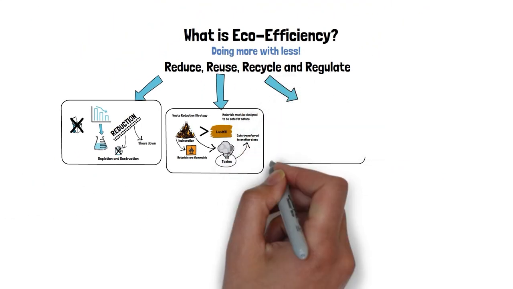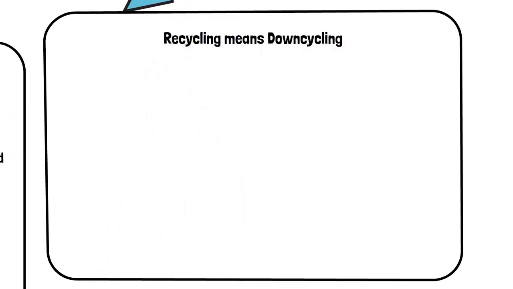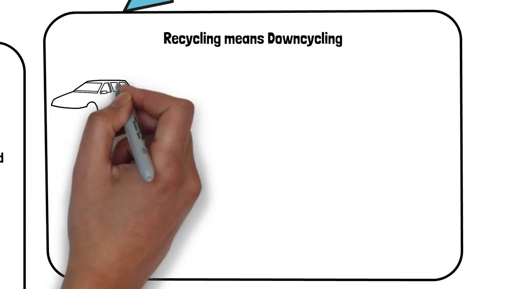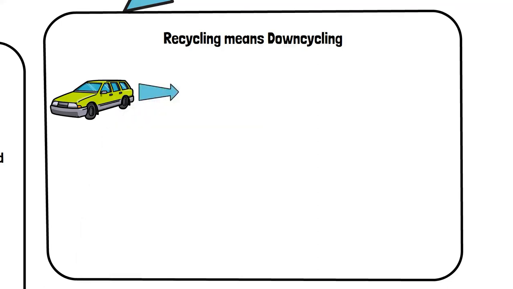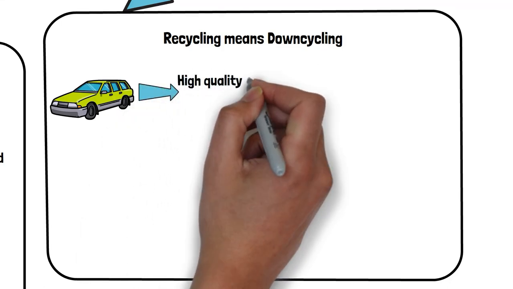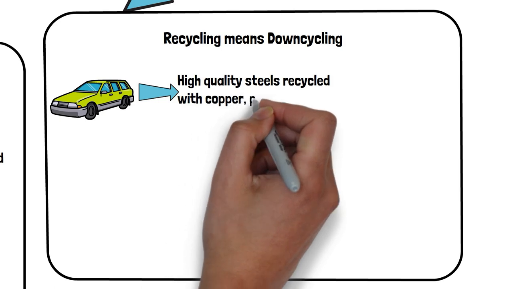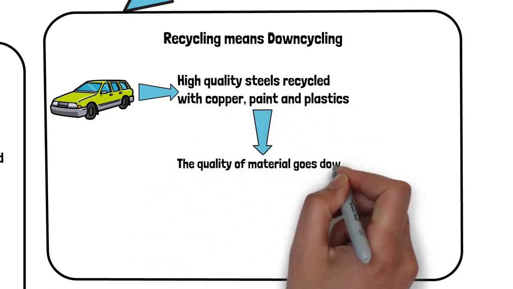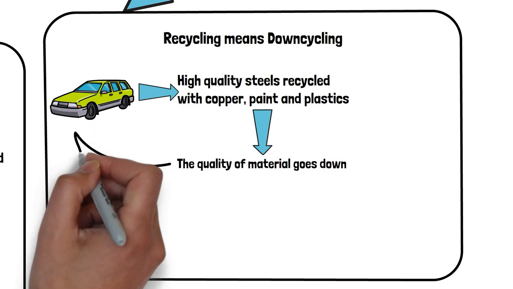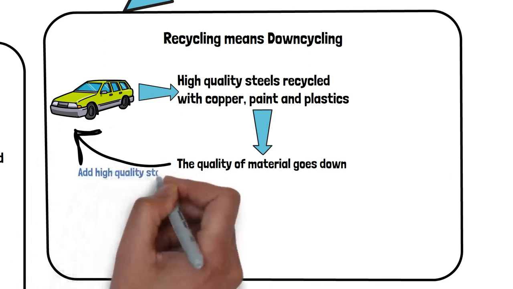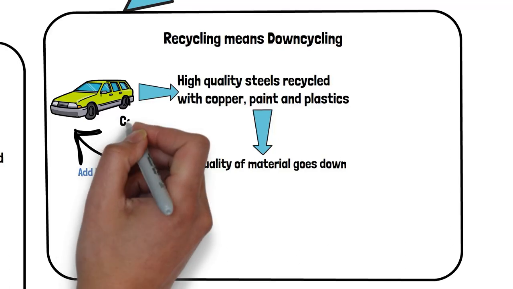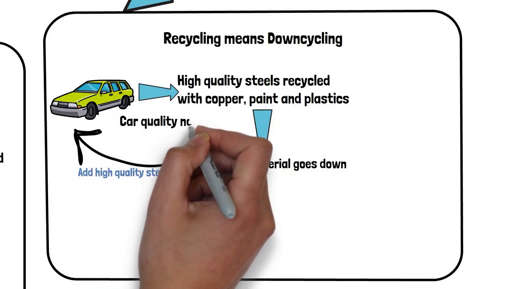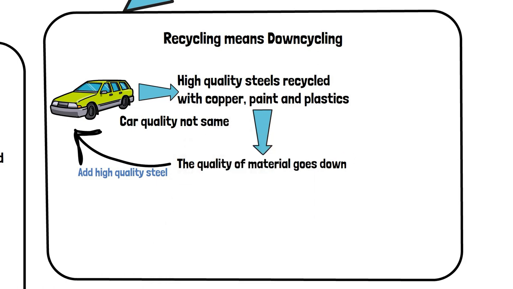Recycling. Now let's talk about recycling. Most recycling is actually downcycling, which means it reduces the quality of material over time. For example, the high-quality steel used in automobiles is recycled by melting it down with other car parts, including copper, paints, and plastic. As a result, the quality of the material goes down. To make up for the lost quality, more high-quality steel may be added to make the hybrid strong enough for the next use. But still, it will not provide the same material properties to make a new car again.